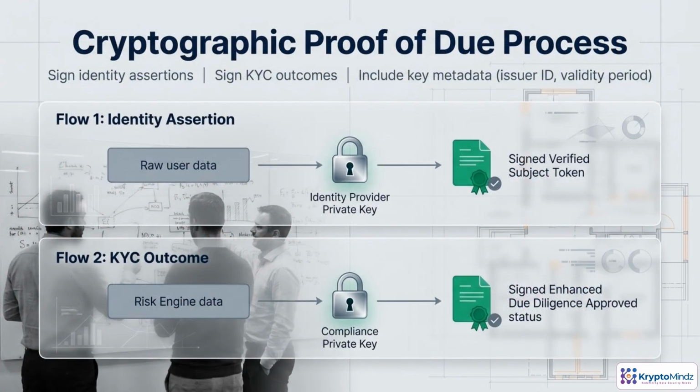In practice, we're turning messy, mutable data into signed, auditable facts. First, the identity provider takes raw user data, runs its checks, and then signs an identity assertion with its private key. Anyone with the public key can later verify who issued it, what was asserted, and until when it's valid. Separately, the compliance stack signs the KYC outcome. That gives you two independent, cryptographically sealed claims: who this is and what due diligence decision we made, when.